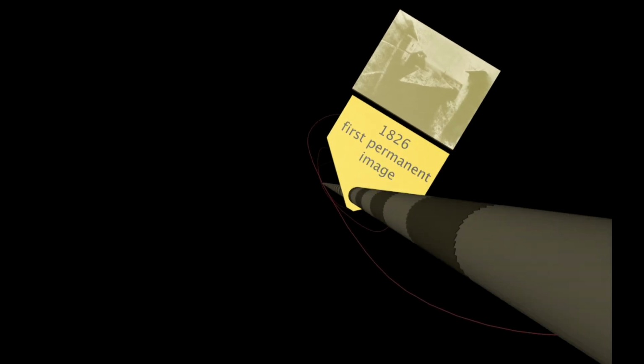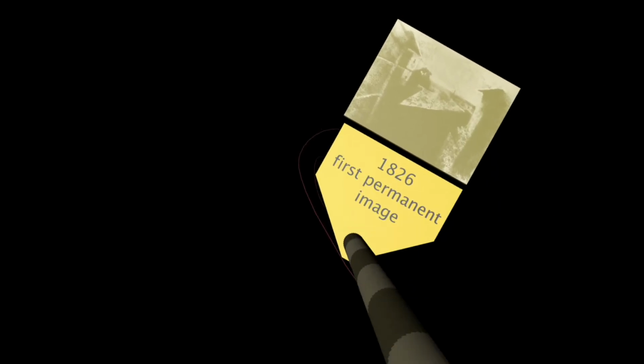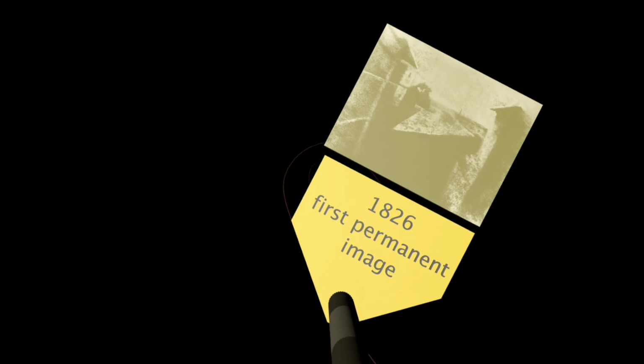In 1816, Niépce began experimenting with the combination of the Camera Obscura and a photosensitive paper, and 10 years later, in 1826, he created the first known permanent image. And so, in 1826, we arrive at the actual beginning of the camera and photography.